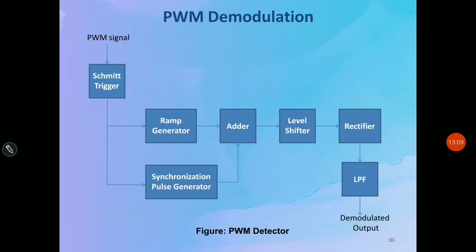Now the received PWM, or you can say the regenerated PWM, is applied to the ramp generator and a synchronization pulse detector or synchronization pulse generator. The ramp generator produces ramps for the duration of pulses such that the height of the ramps is proportional to the width of the PWM pulses.